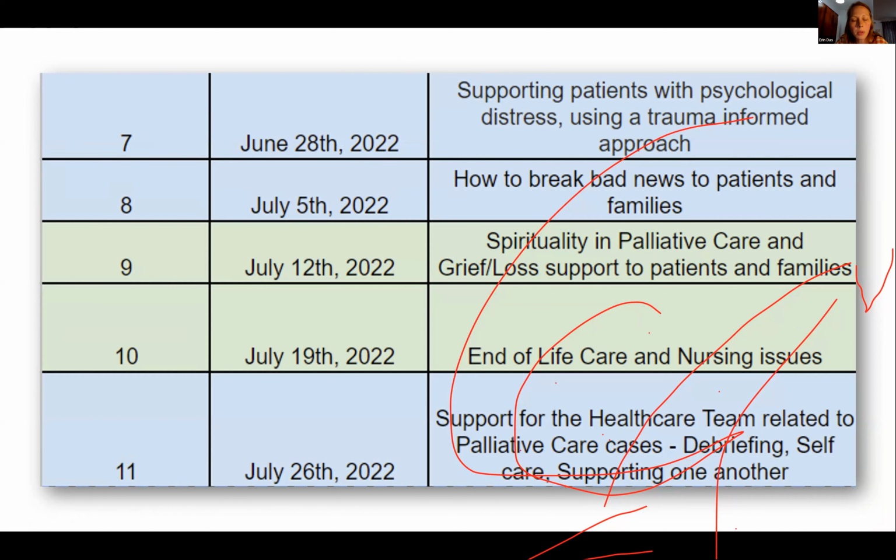On July 5th, we will also do another CME session in which we will learn how to break bad news to patients and families. July 12th, we will talk about spirituality and palliative care, including grief and loss, support to patients and families. On July 19th, we will have end-of-life care and nursing issues, and we will end the course with an open session on July 26th, talking about how to support healthcare teams related to palliative care cases, and debriefing, including self-care and supporting one another.